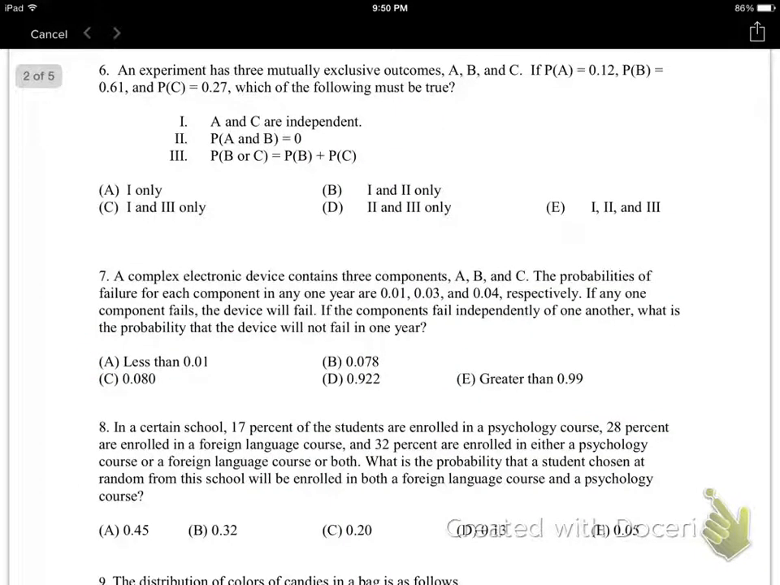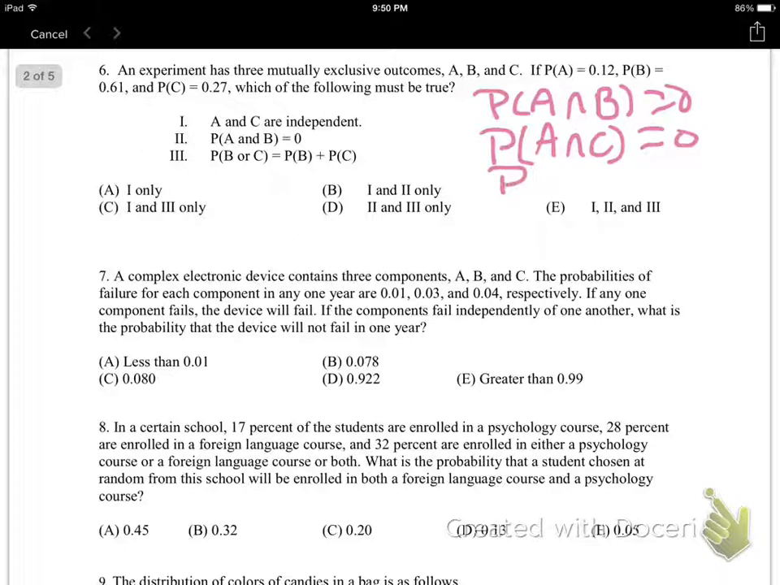Okay, let's go to this one. I picked this problem here. It has the same topic. All right, they say these three events are mutually exclusive. So if they're mutually exclusive, the probability of A and B is equal to 0. The probability of A and C is equal to 0. The probability of B and C is equal to 0. They're all equal to 0.